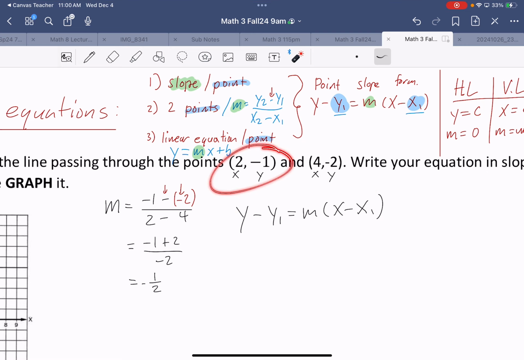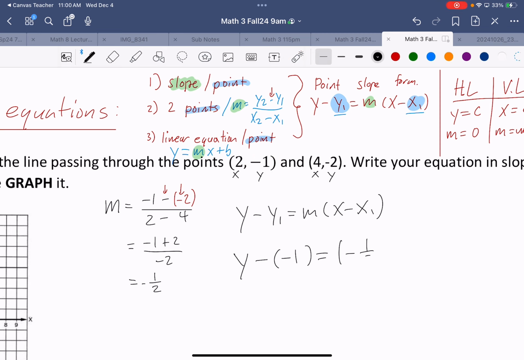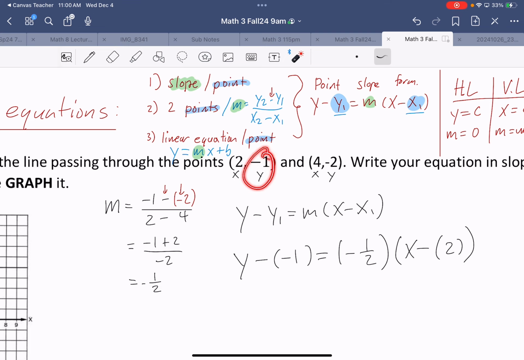So let's say if we go with the first one, it's going to be y minus, and once again, that y value is negative. So you have to make sure you incorporate that negative. This negative comes from the formula. This negative comes from the ordered pair. And then my slope is -1/2 x minus my 2. Now don't choose a y here and then x from the other one, because that will really throw the problem off.